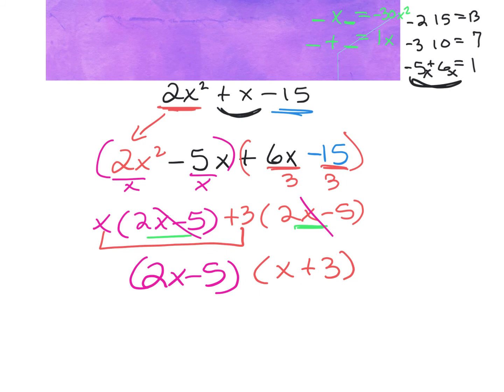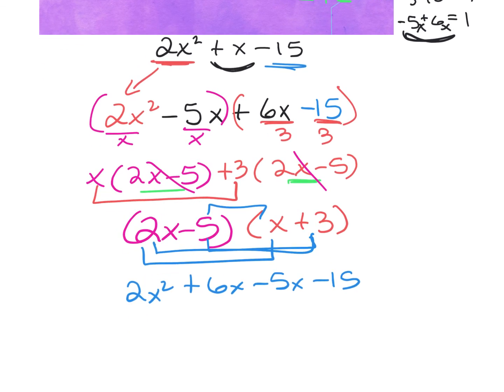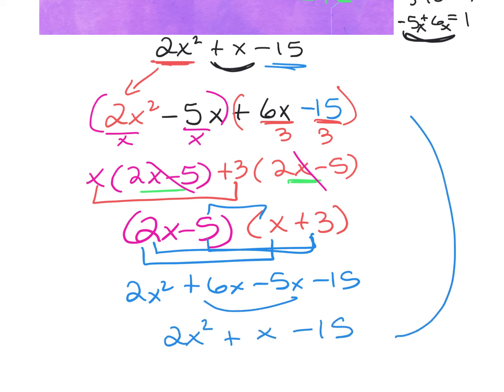So if I do a quick FOIL on this, 2x times x is 2x squared. The outside gives me positive 6x. Inside gives me negative 5x. And last gives me negative 15. Combine the middles, and I get the single x that I wanted, and it did go back to the beginning. So the factors I found right here are correct.